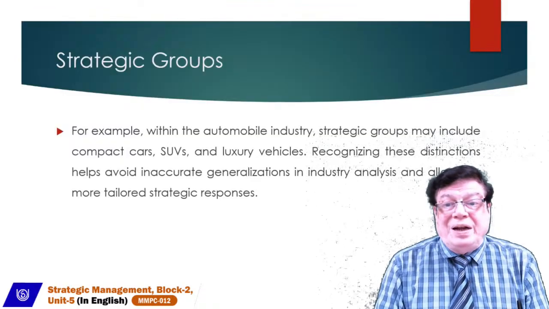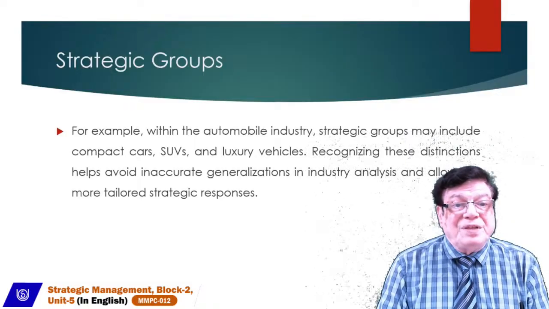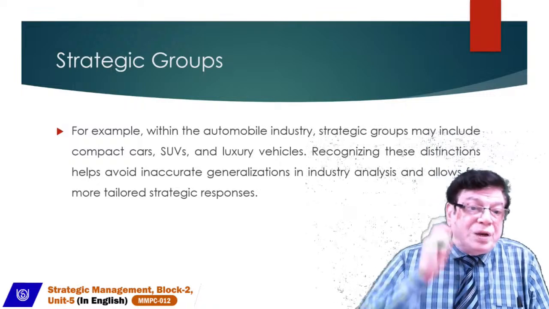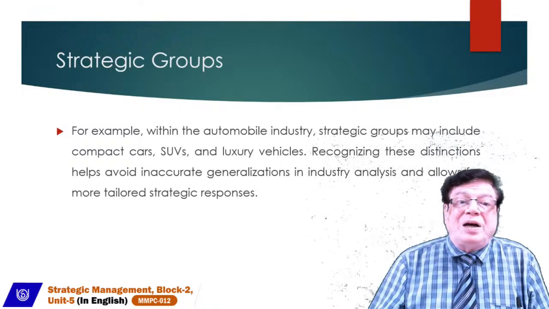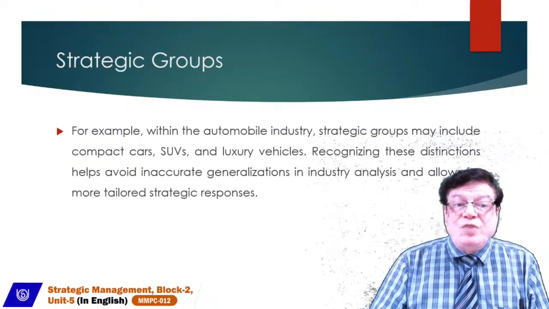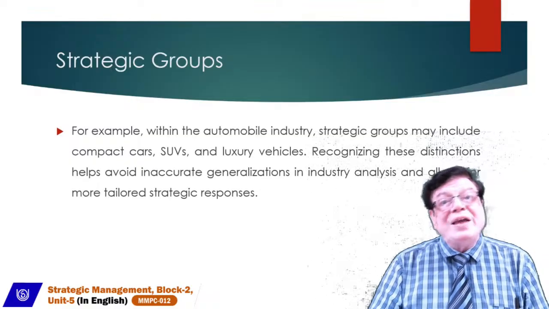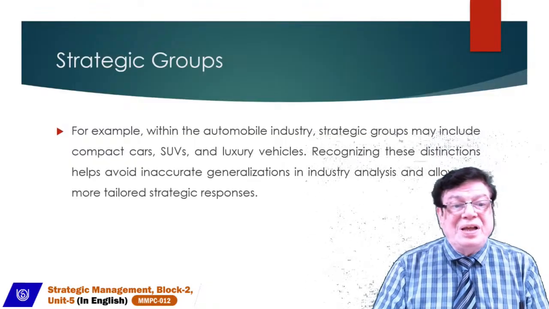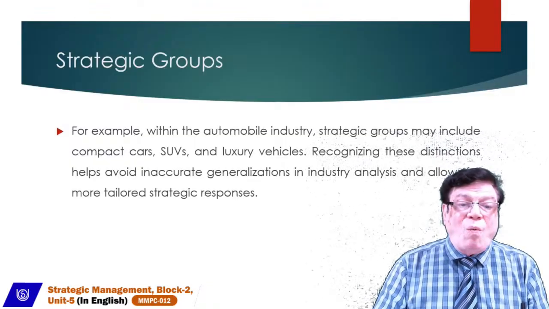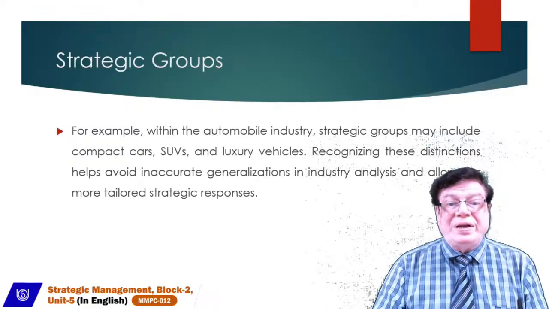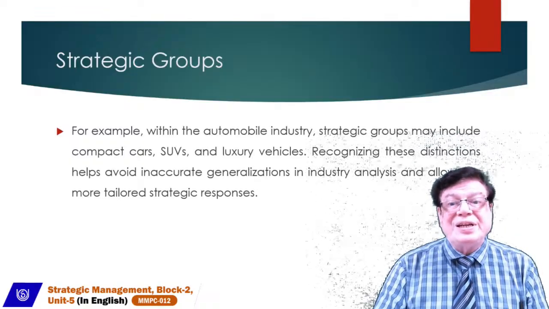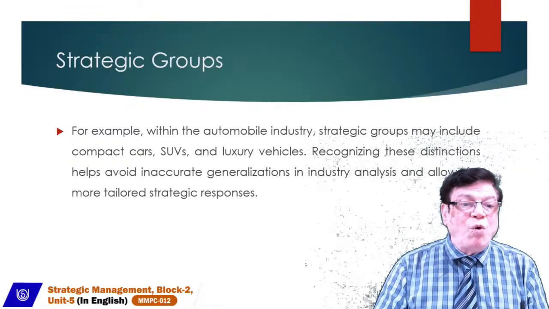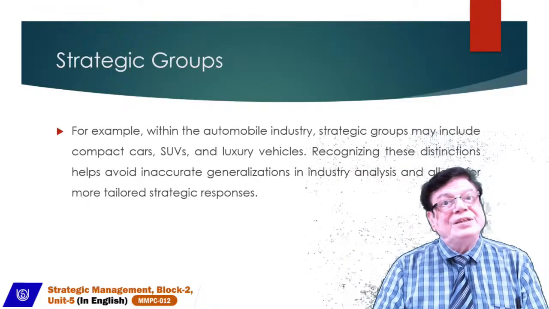Now we can understand this by examples. Within the automobile industry, strategic groups may include compact cars, SUVs, and luxury vehicles. Recognizing these distinctions helps avoid inaccurate generalizations in industry analysis and allows for more tailored strategic responses.